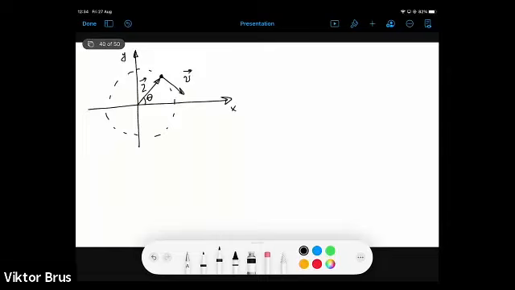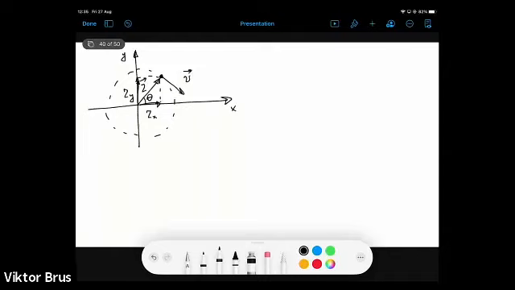And now what we need to do is go from this polar setting of the position of this point, with radius vector and angle theta, to this perpendicular system of coordinates x and y. So we want to find the projection of this radius vector on axes x and y. So this will be rx, this will be ry.